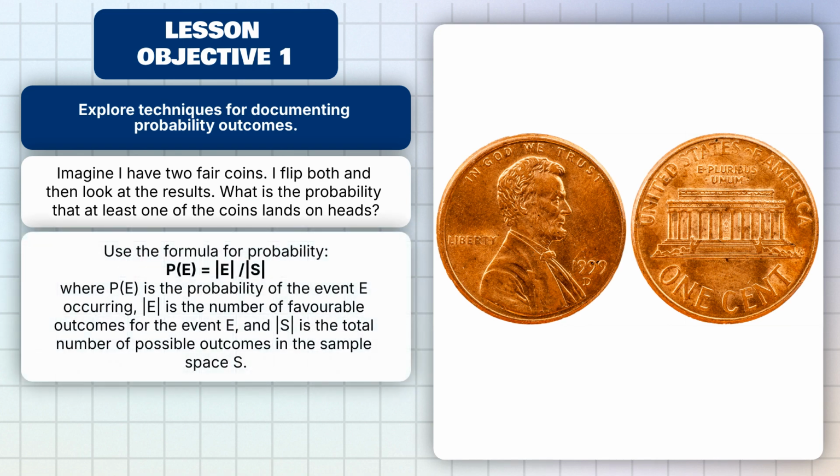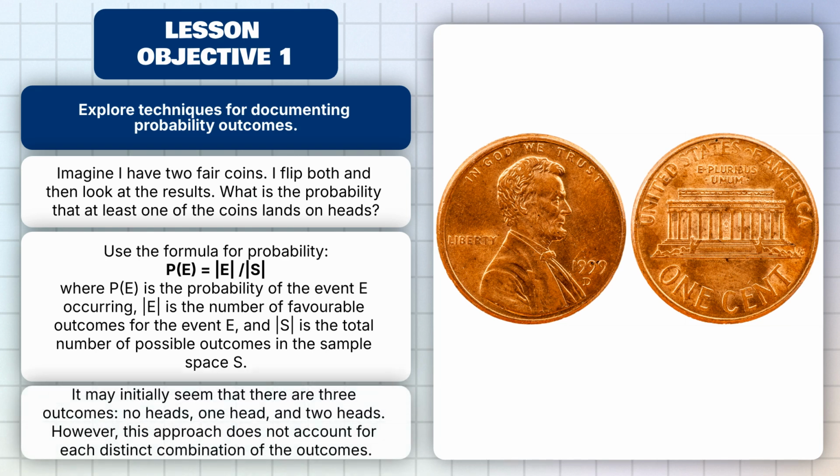In this formula, P(E) is the probability of the event E occurring, N(E) is the number of favorable outcomes for the event E, and N(S) is the total number of possible outcomes in the sample space S. In this experiment, our event E is at least one coin lands heads. It might initially seem that there are 3 outcomes: no heads, 1 head, and 2 heads. However, this approach is incorrect because it does not account for each distinct combination of the coins' outcomes.